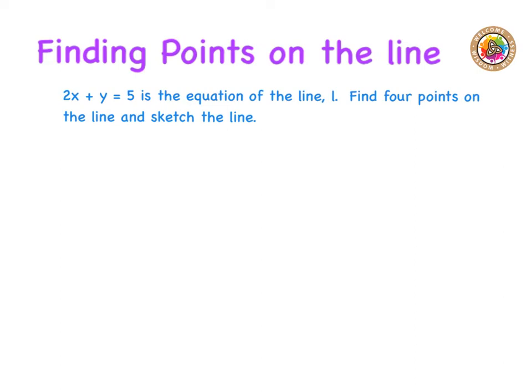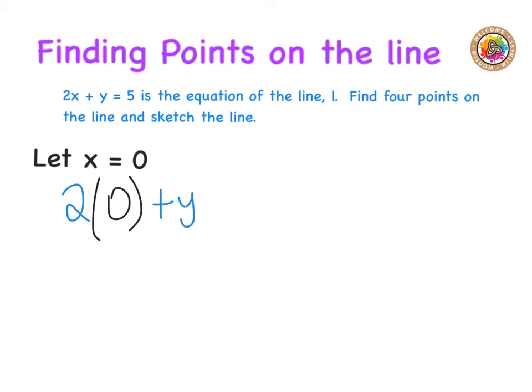So here we're going to do a quick question. The question tells us 2x plus y equals 5 is the equation of the line L. Find 4 points on the line and then sketch the line. Now the easiest thing is to let x equal a certain value or to let y equal a certain value. So here I'm going to begin by letting x equal something and seeing what value I get for y. So if I do that, I'm going to have 2, and instead of x now I'm going to write down 0, and that's going to leave me with plus y is equal to 5.